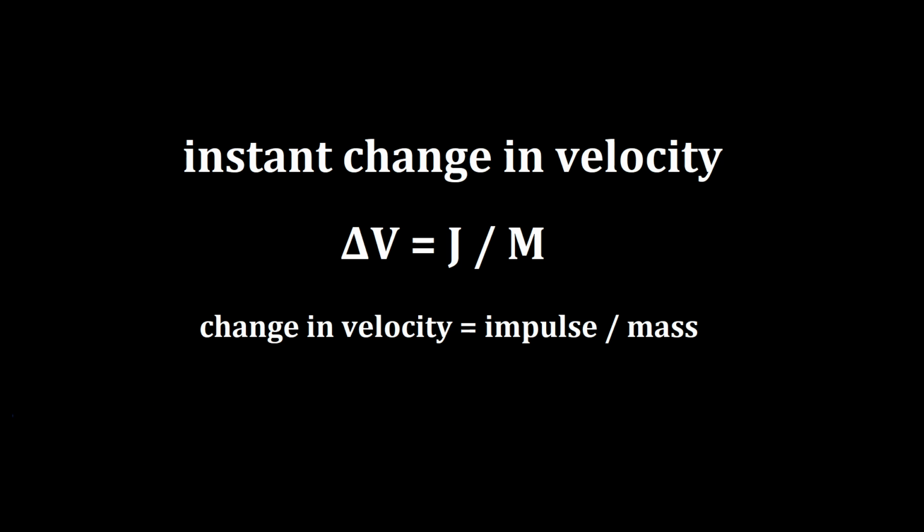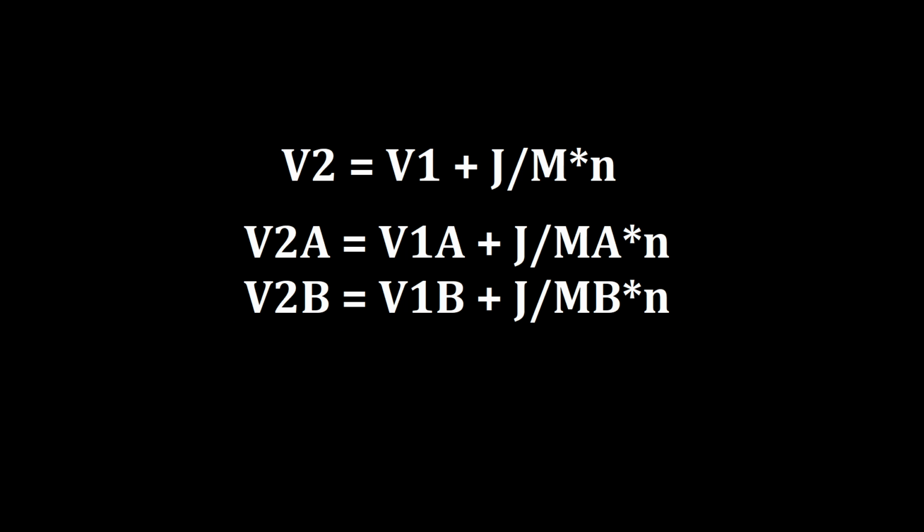Next, the formula that defines how much an object changes in velocity is the equation delta v equals j over m. By taking into account the direction of the impulse and adding the initial velocity of the object, we get v2 equals v1 plus j over m times n. For the objects A and B, we get the following two equations.